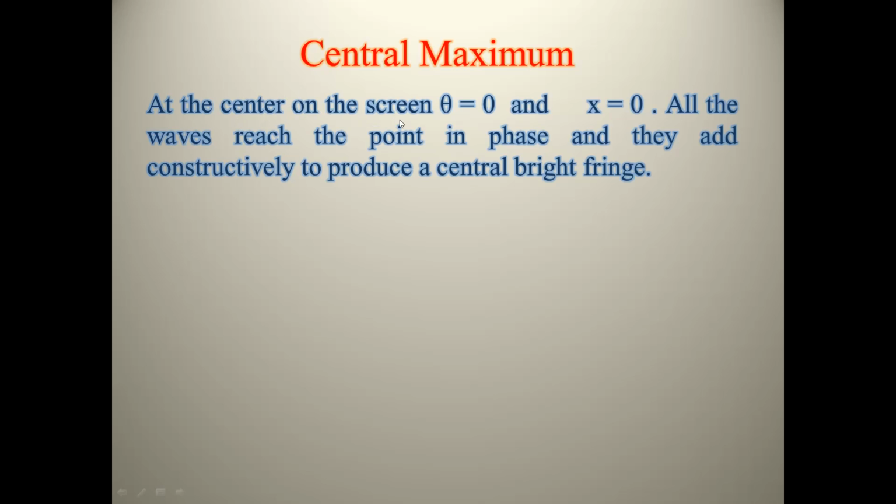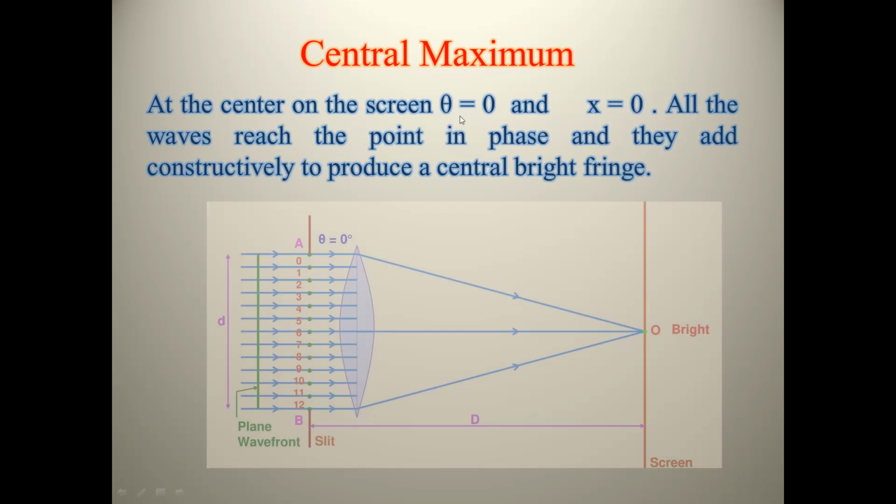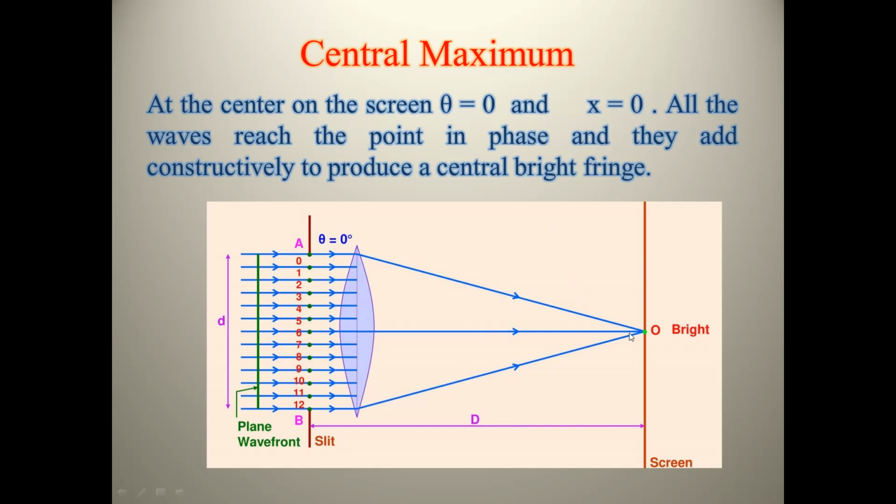Let us consider the center of the screen. At the center of the screen, theta is equal to 0. All the waves originating from the plane wavefront AB travel equal distances and reach the point O in phase. They constructively interfere to give maximum intensity at O, and that is the central maximum.